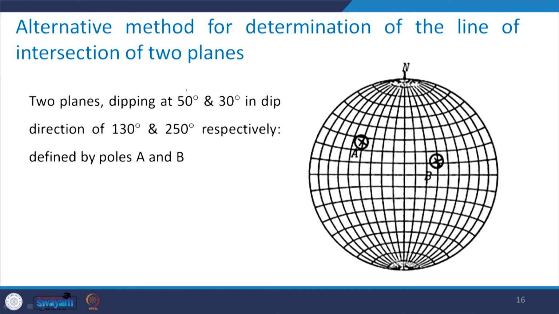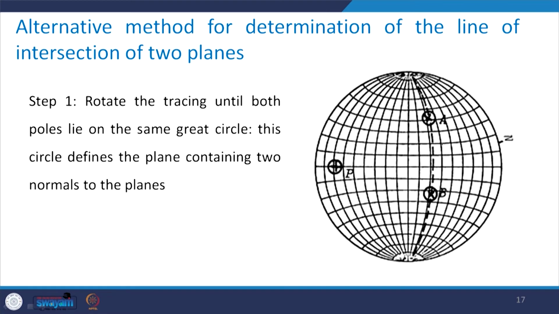You see that in this case again we are taking the same problem. Two planes are there, one having a dip of 50 degrees and dip direction of 130 degrees, another one having a dip of 30 degrees with dip direction of 250. You see their poles have been drawn here. How to draw the pole? I have already explained it to you.